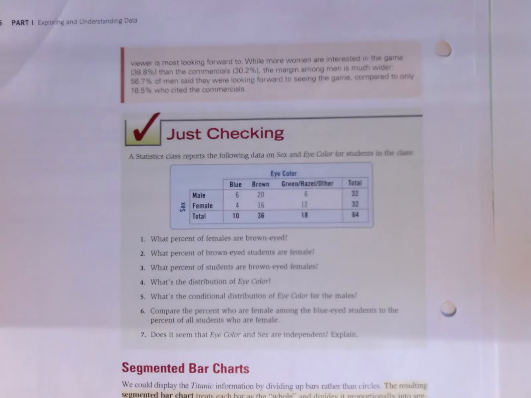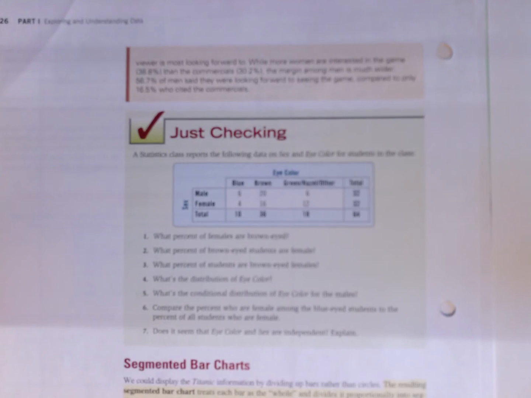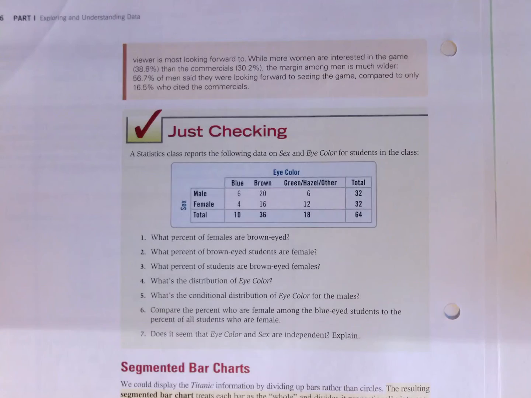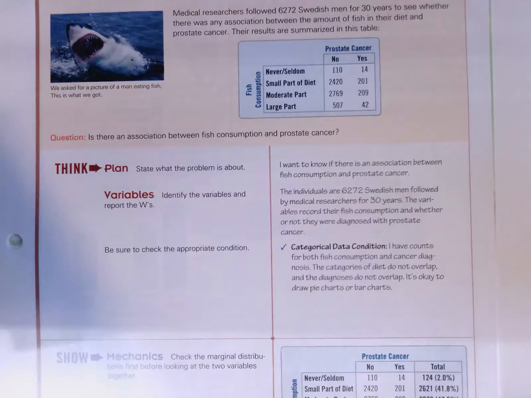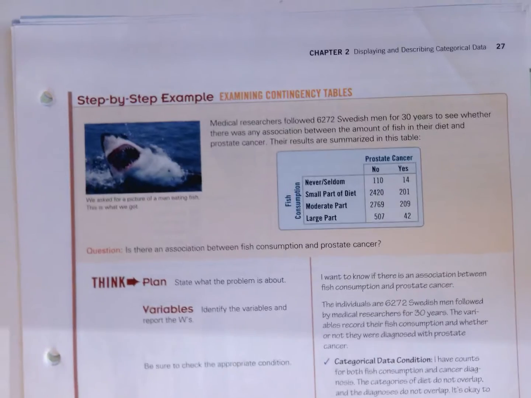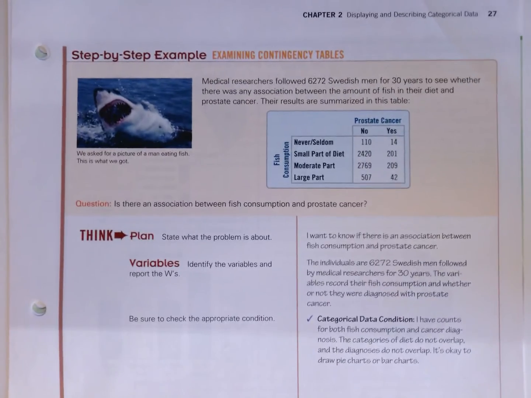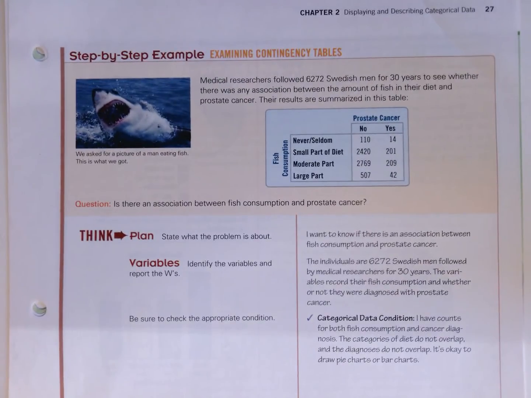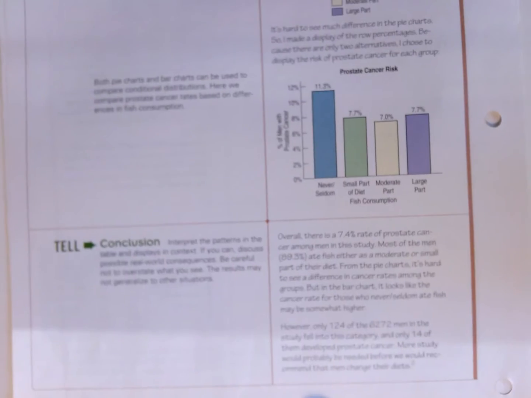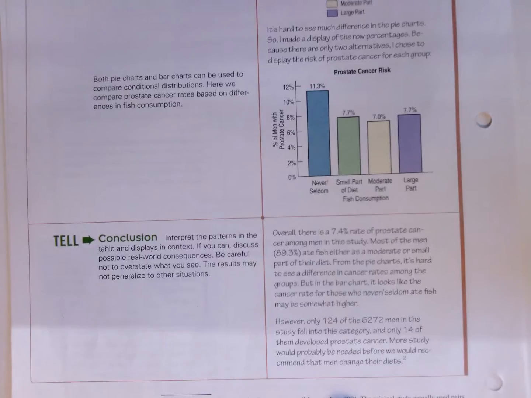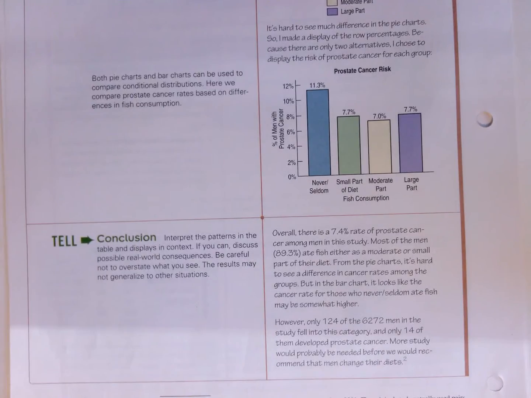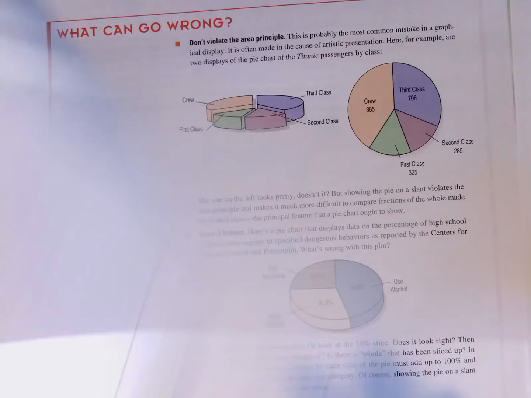The Just Checkings are always really useful. I would encourage you to be working through these. The answer is given at the back of the book. With the step-by-step examples, I would encourage you to work through each one of the parts of thinking, then showing, and then telling. Those steps of really bringing a question to bear and being able to interpret the results are an important part of what we're going to be doing throughout this semester.